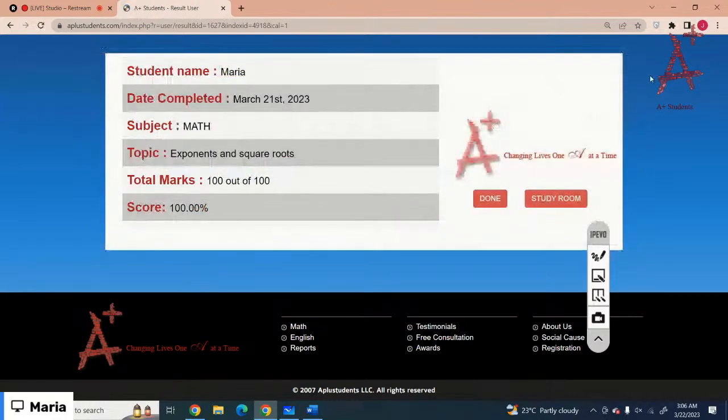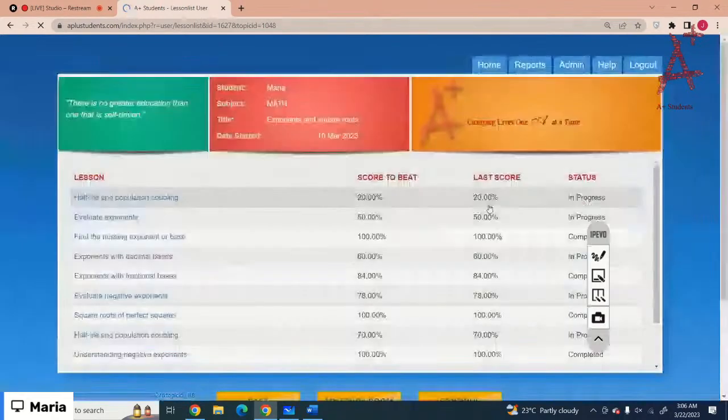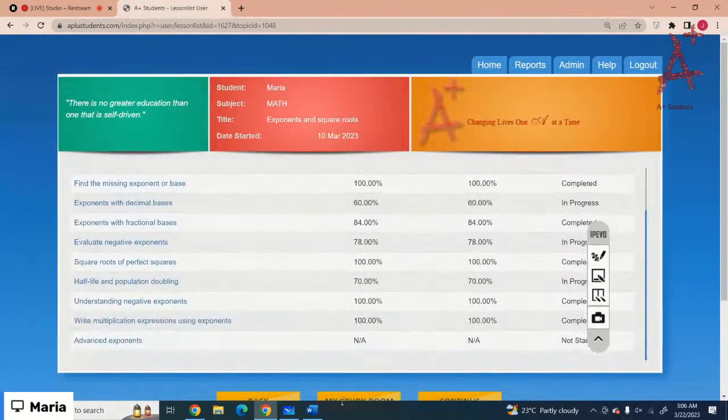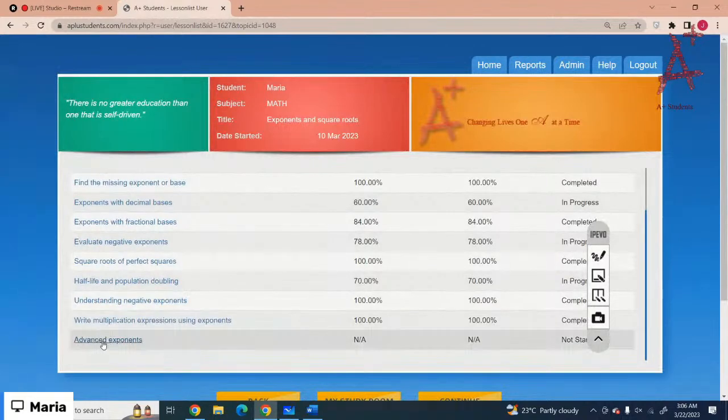Okay, we're done with this lesson. Let's move on to the next lesson, advanced exponents, the last lesson of the chapter. Let's start with the lesson.